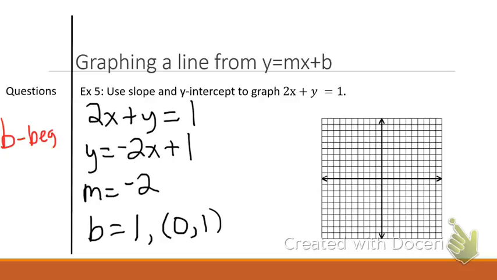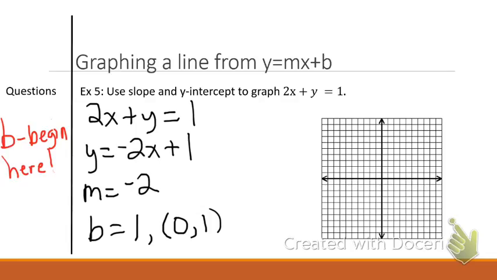begin here, and that simply means whenever you get to graph, you're going to begin here. Begin with that y-intercept. That's your starting point. So our beginning point here is (0, 1).